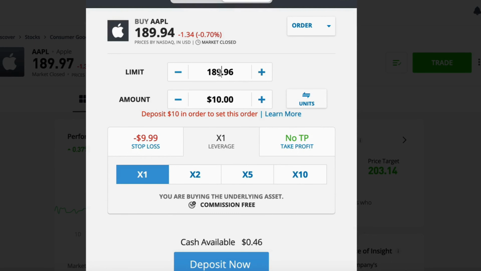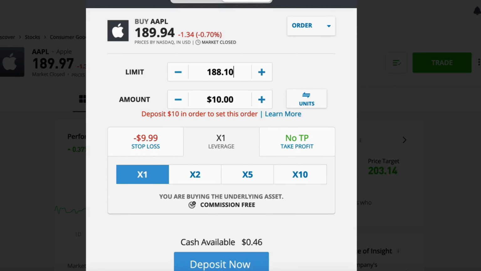For example, if the current market price for Apple stock is $189.96 per share, if you feel like the price might drop, you can set the maximum buying price to $188.96. Once you do this and place your order, the asset is not bought immediately. The platform will only trigger buying that Apple stock once it falls to the price you set.